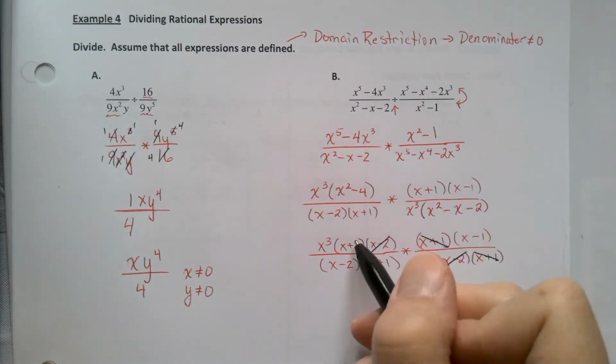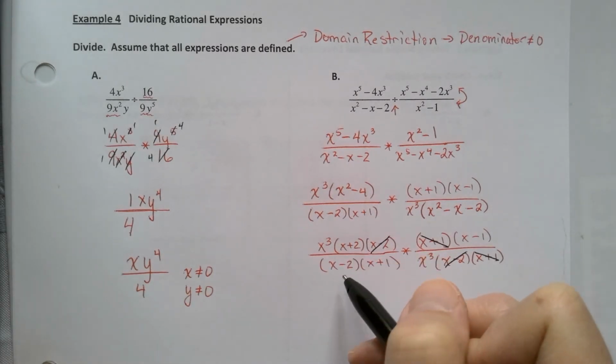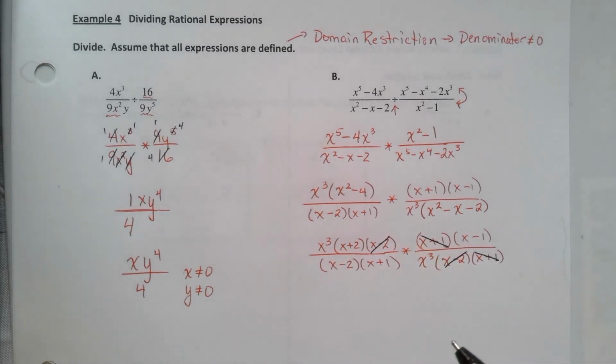I cannot take a negative sign out. If I took a negative out, that'd give me a negative x and a negative 2. So it does not help. They have to be the exact opposite signs. So sometimes you will factor out a negative. This is not a case. There's one more thing that can cancel.